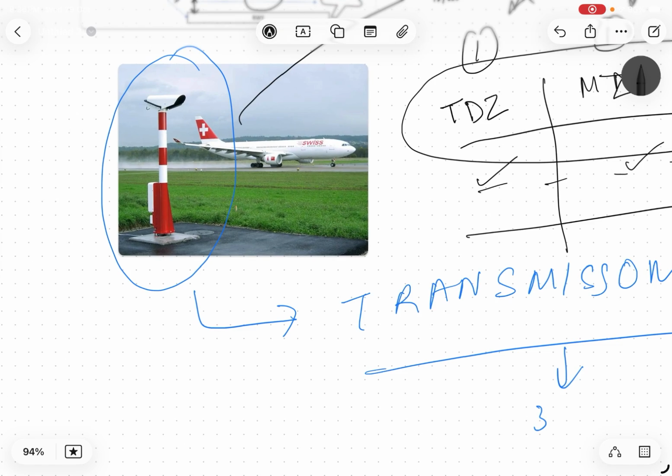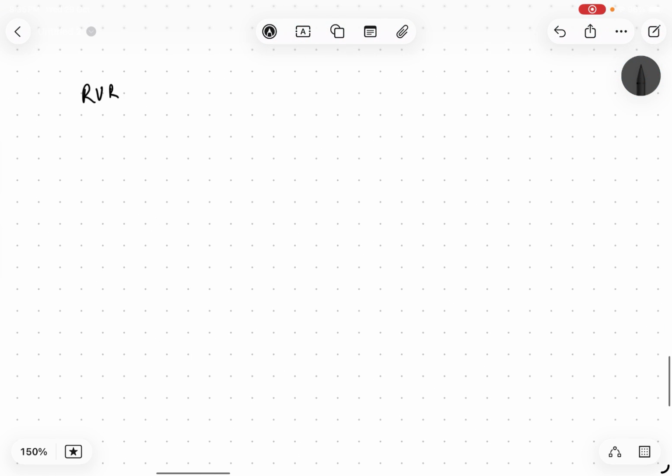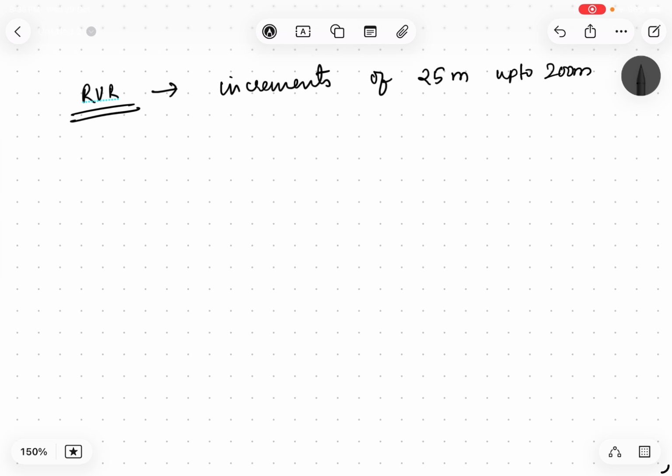Now one last important point before we go to fog is that RVR is reported below 1500, that we all know, since I am assuming everybody has seen the METAR video. So RVR is reported in increments, very very important, in increments of 25 meters up to 200 meters. Meaning 25, 50 meters, 75, 100, 125, 150, 175 and 200.